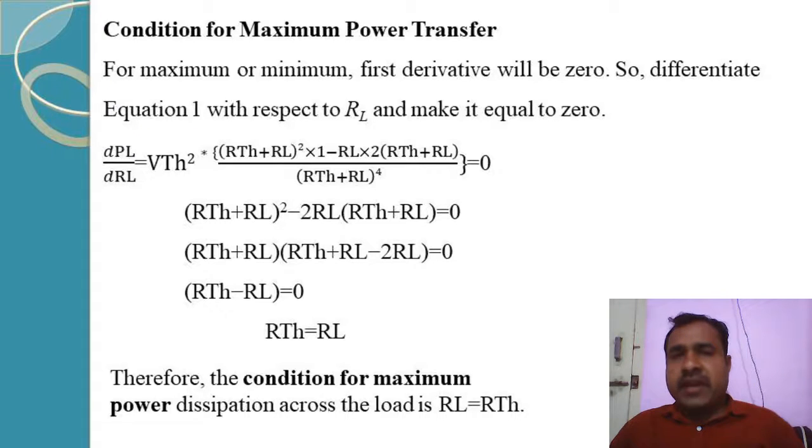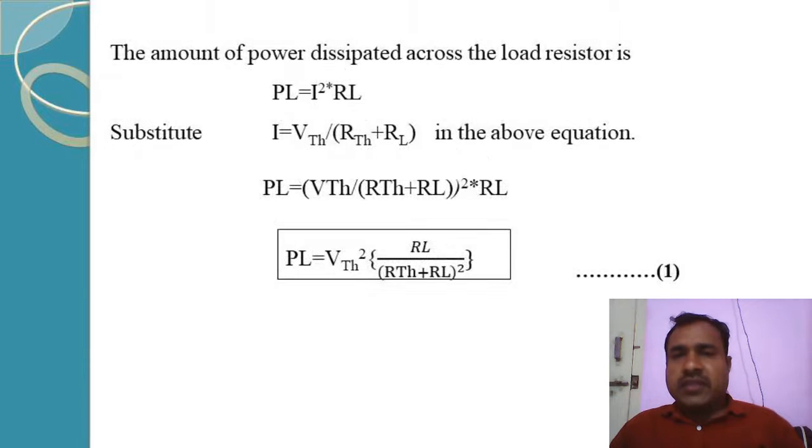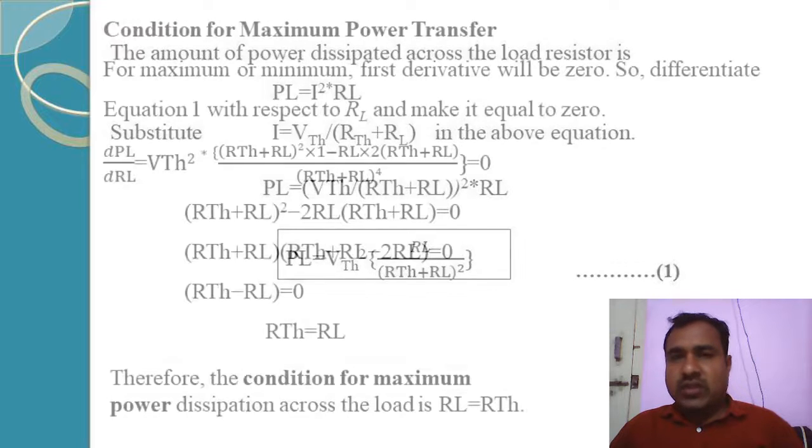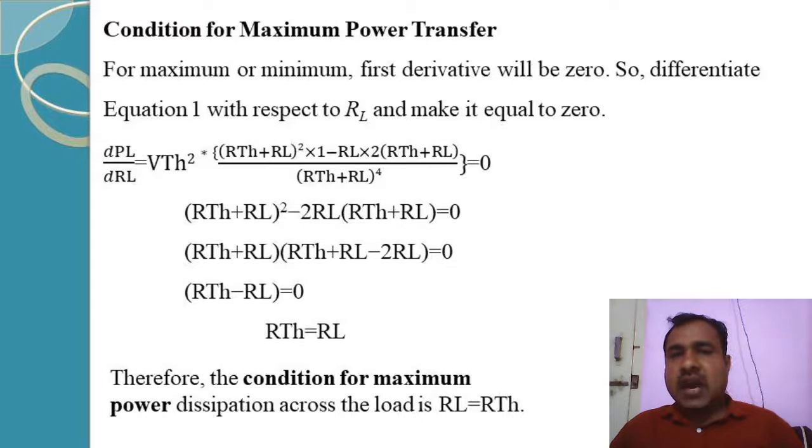Now divided by (RTH + RL)^4, because in the equation I had (RTH + RL) squared. So when you differentiate with respect to RL, in the denominator we get V squared, that is (RTH + RL)^4. So that is equal to 0 to deliver maximum power.